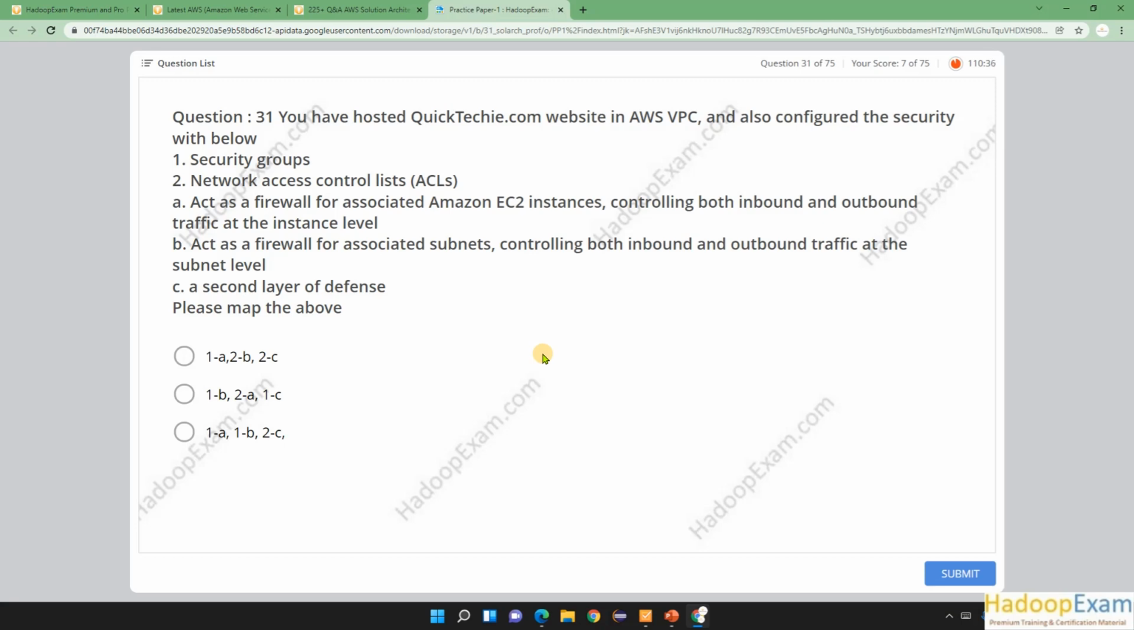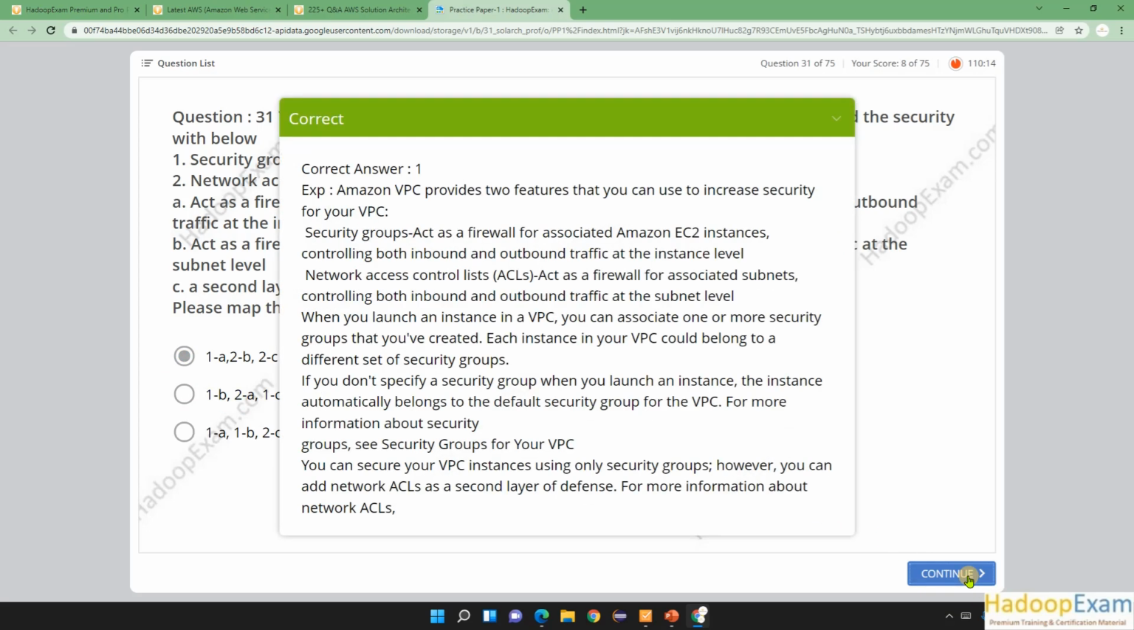Now, network access control lists act as a firewall for associated subnets controlling both inbound and outbound traffic at the subnet level, correct? So 2B is also correct. And 2C, a second layer of defense, is what Amazon says by default. So this is the correct answer. Let me submit it, and you can see this is the answer. So that's all about this question number 31.